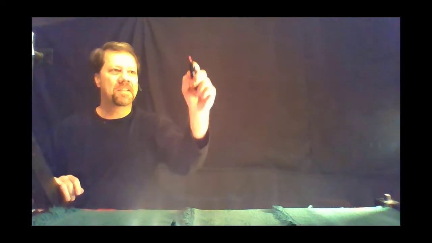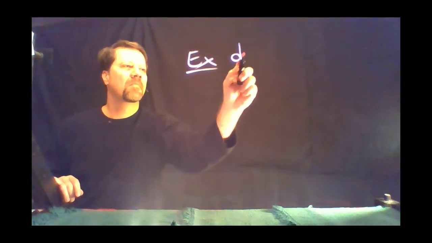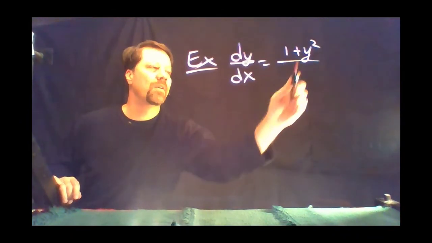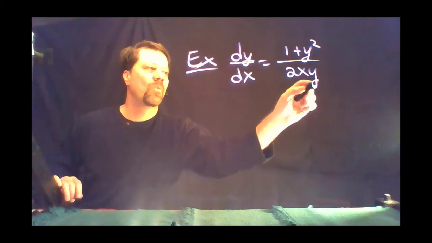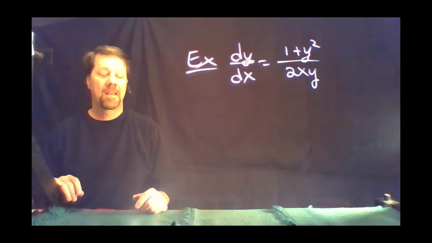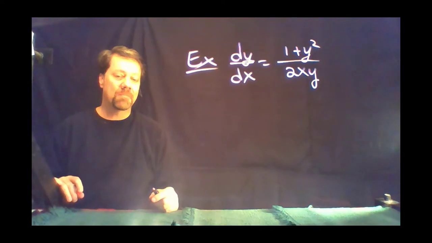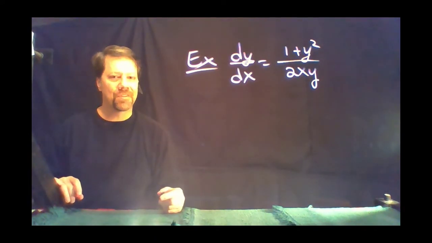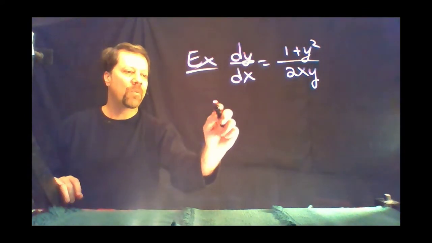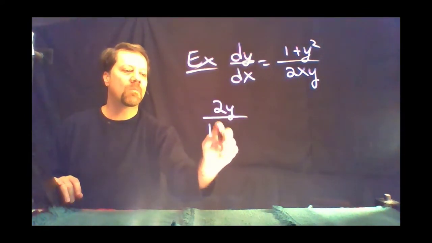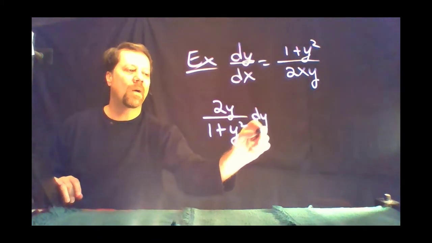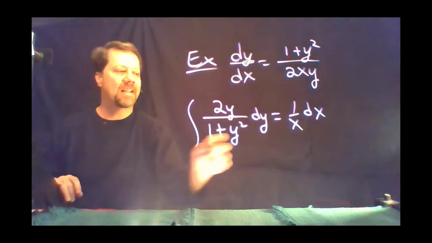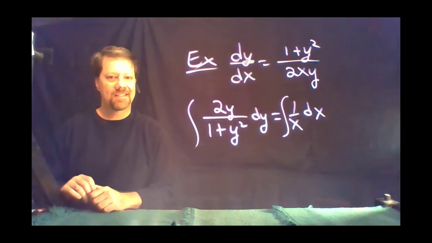For another example, let's suppose we have dy/dx equals (1 plus y squared) over 2xy. Again, you can see that this can be expressed as 1 over x times the fraction (1 plus y squared) over 2y. If we rewrite this as 2y divided by (1 plus y squared) dy equals 1 over x dx, we can easily integrate both sides.